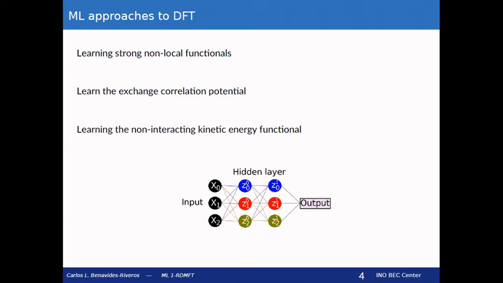This is just a quick summary. The idea of learning this kind of functional is especially relevant in the regime of strong non-local correlation, so non-local functionals. The whole non-locality of the functional can, in principle, be learned by machine learning. Also, one can learn the exchange correlation potential and the non-interacting kinetic energy functional; there are attempts to do that too. But in general, the input will be the density and the output will be, in principle, the exchange correlation functional.